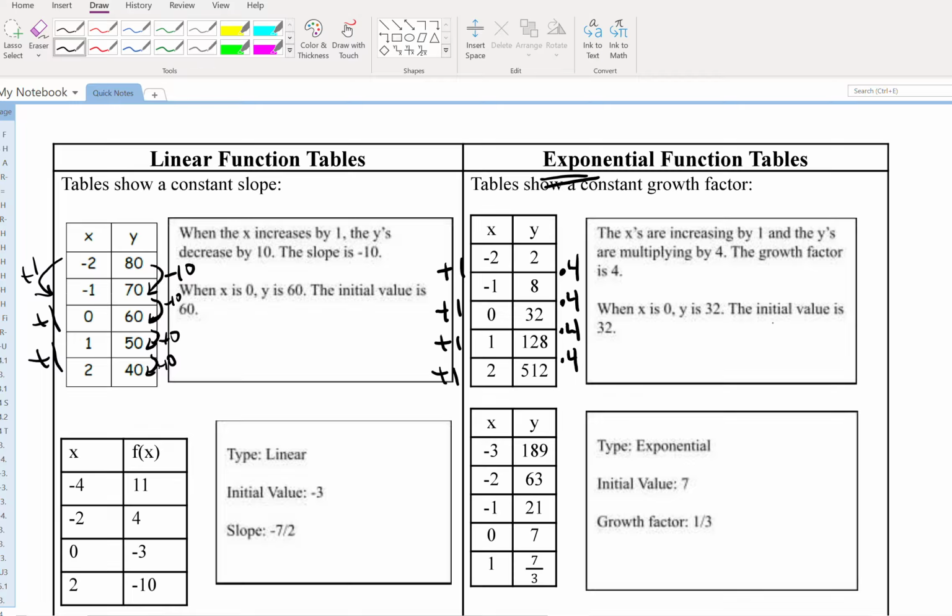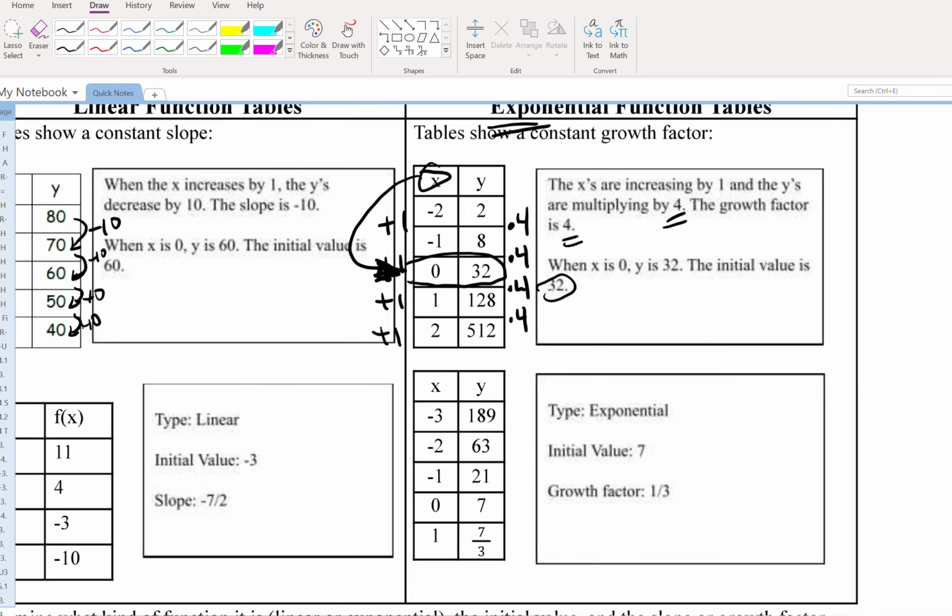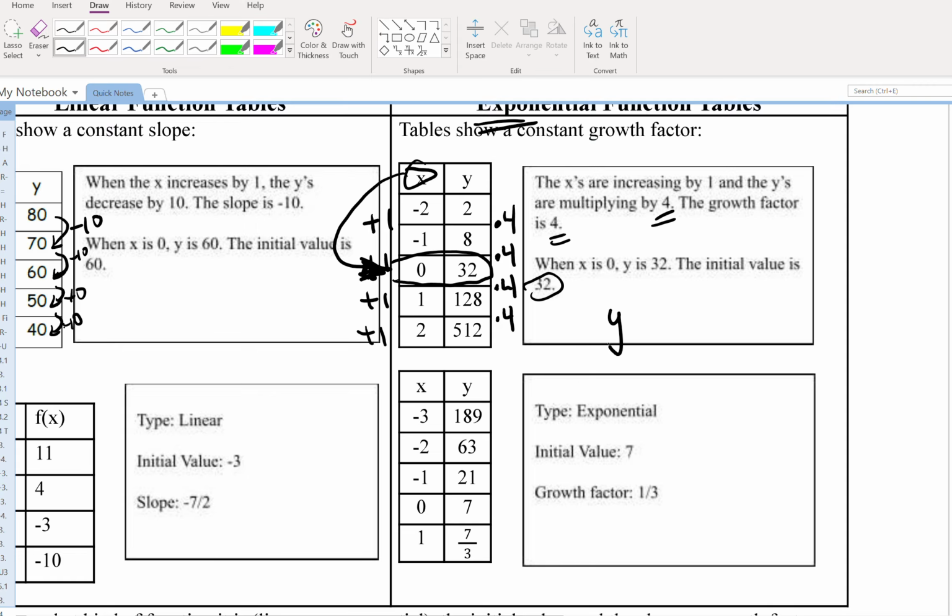Fantastic. So the initial value is here 32. Why? Because that is when x equals 0. But the growth factor is 4. Again, if we were writing this down in the equation, we write y equals 32 times 4 raised to the power x. And then you would go from there.